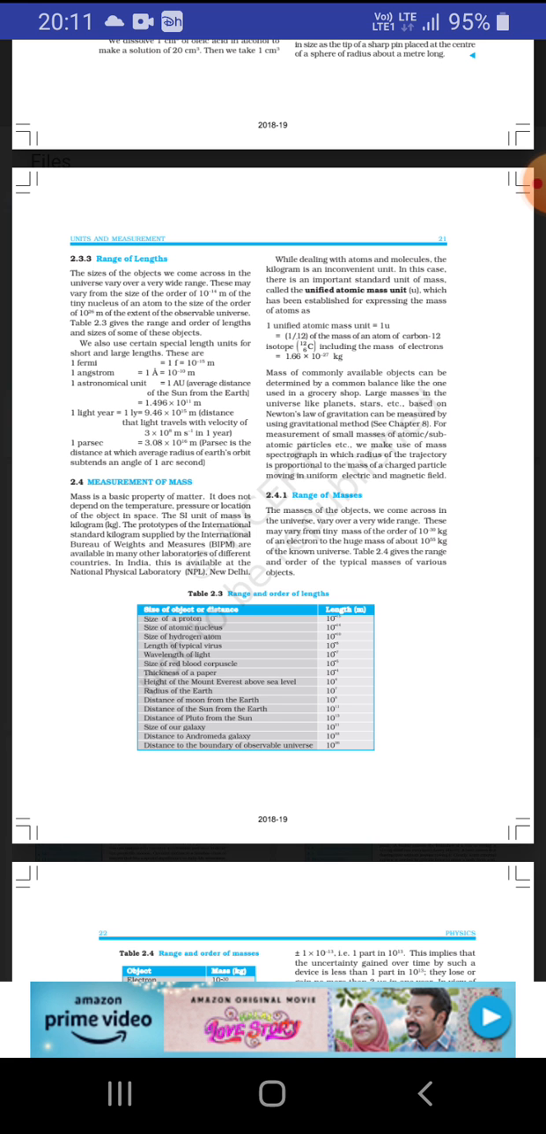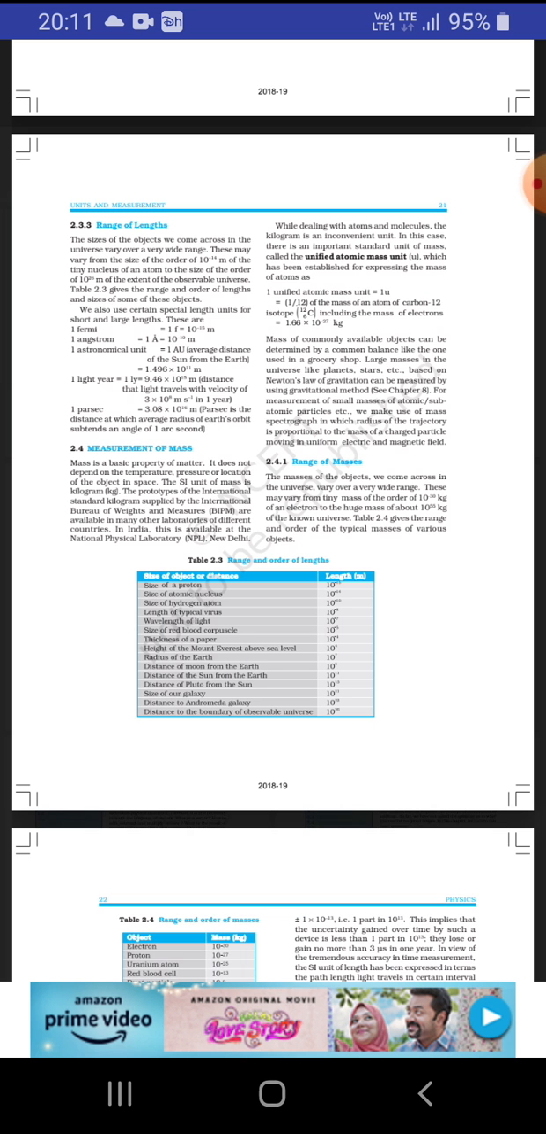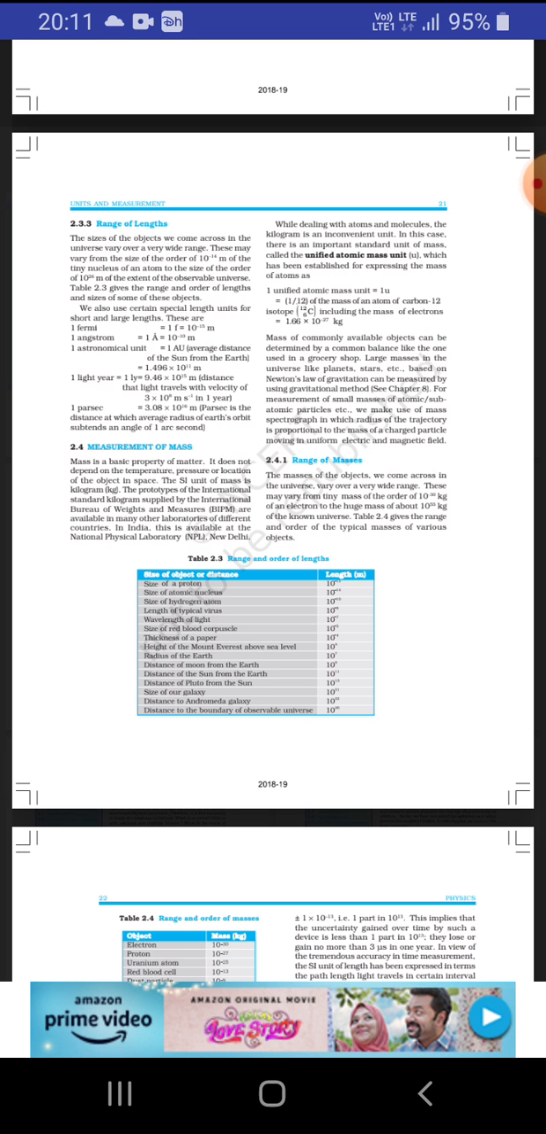So, range of mass. The masses of the objects we come across in the universe vary over a very wide range. There may be a very big difference in the mass of one object and another object. Here they have given the range and order of the masses of some objects, and here also they have given the range and order of some other masses.